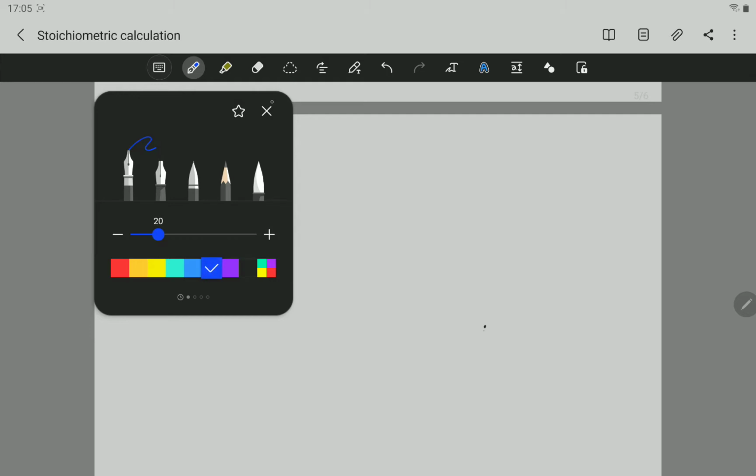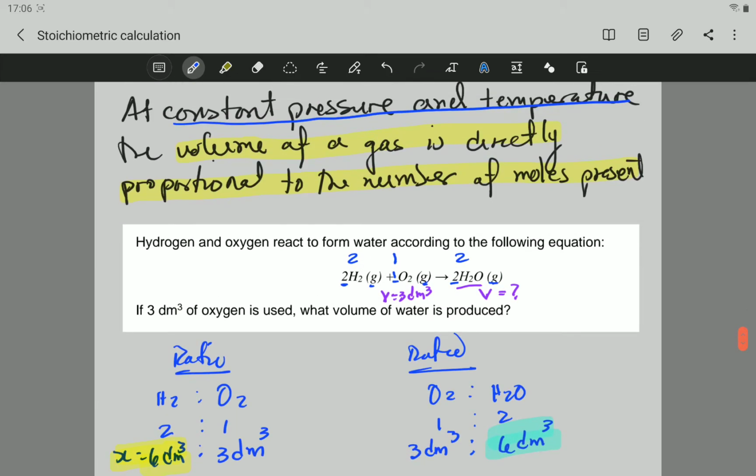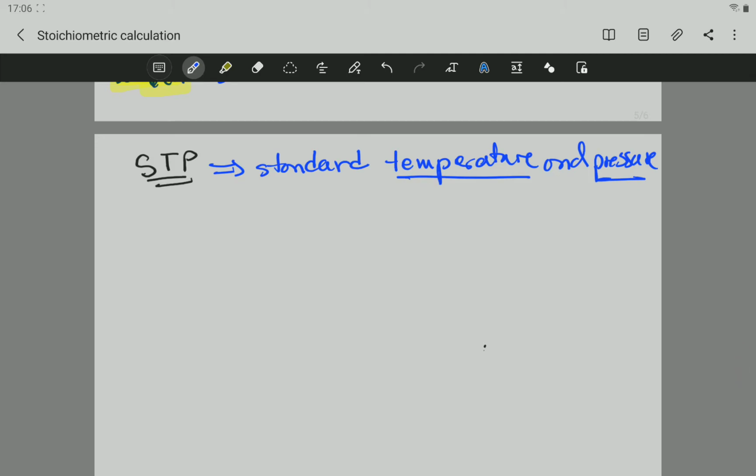Now we're going to introduce a new term, which is STP. STP stands for standard temperature and pressure. Standard temperature and pressure does not mean constant temperature and pressure. The order of the words does not really matter here. Standard temperature and pressure is a specific value of temperature and pressure. So be careful with that.